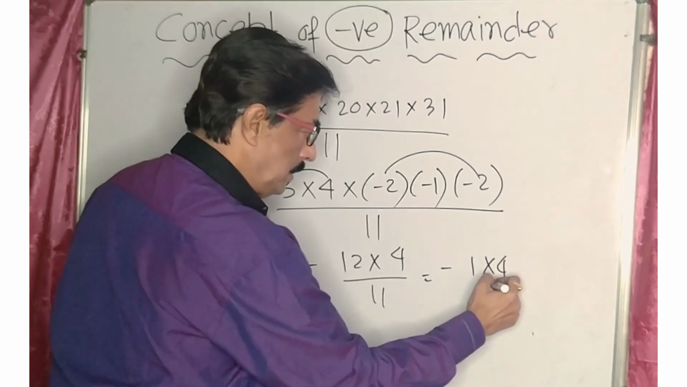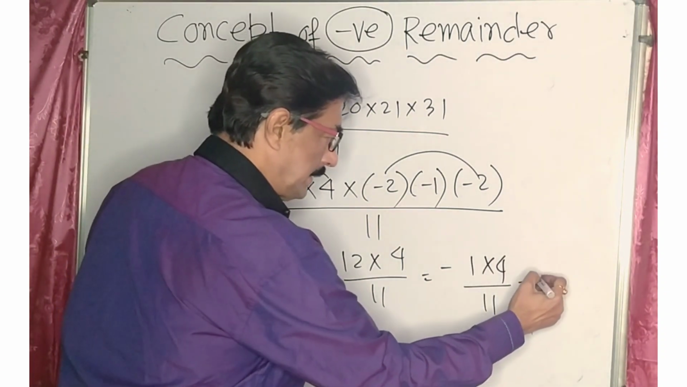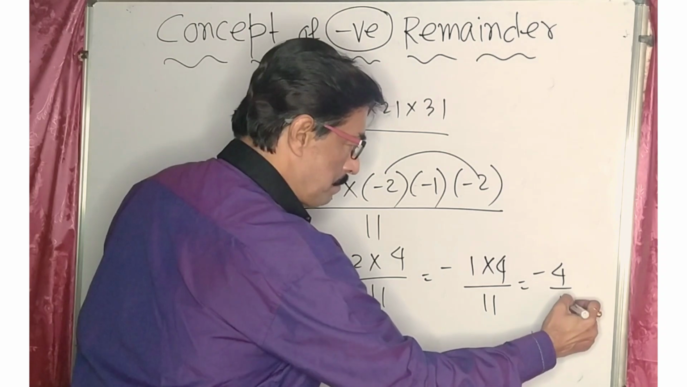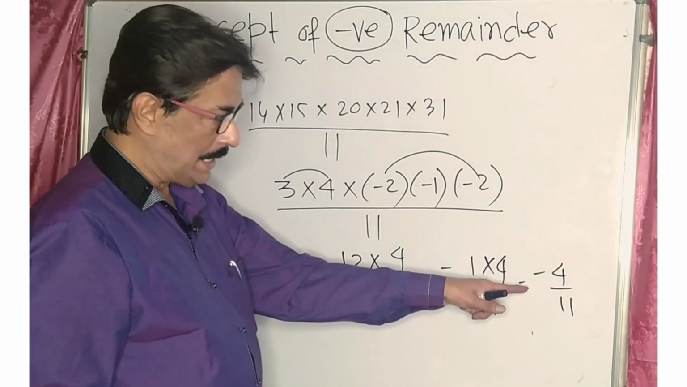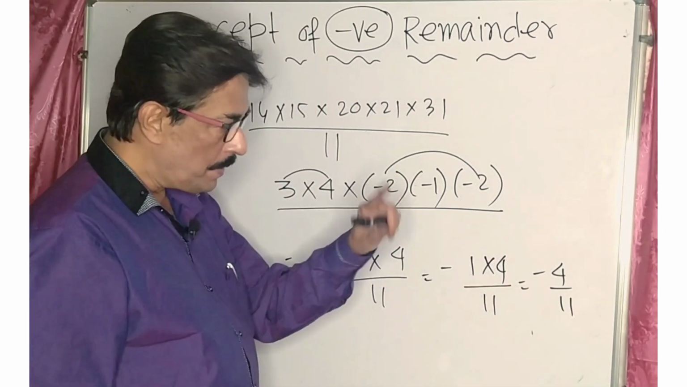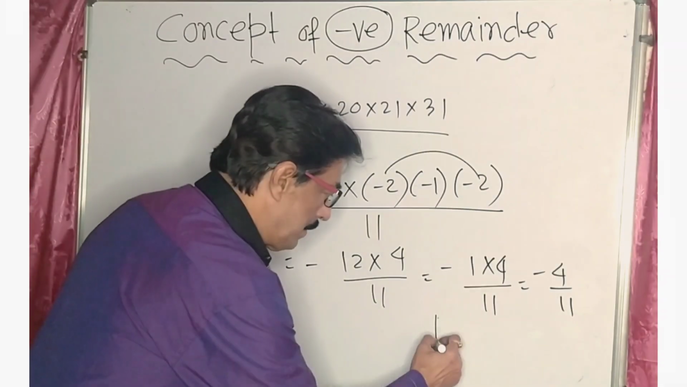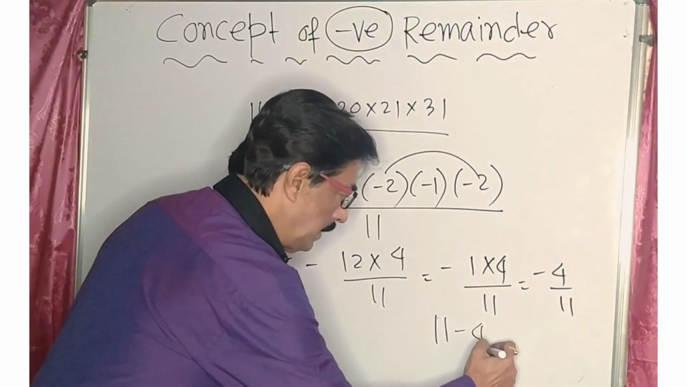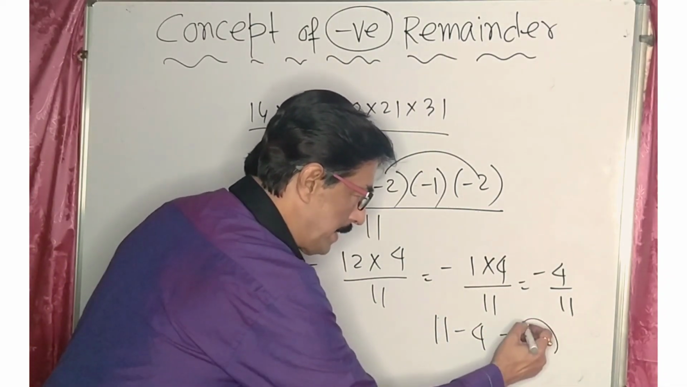I write 12 into 2, 2 is 4 by 11, minus 12 by 11, remainder is 1. 1 into 4 by 11. Your result is minus 4 by 11. Minus 4 is a negative remainder, which is not possible. You have to convert it to a positive remainder. 11 minus 4, your result is 7. So 7 is your remainder.